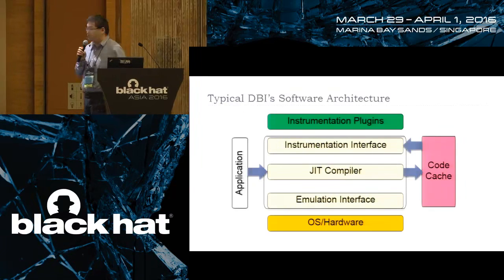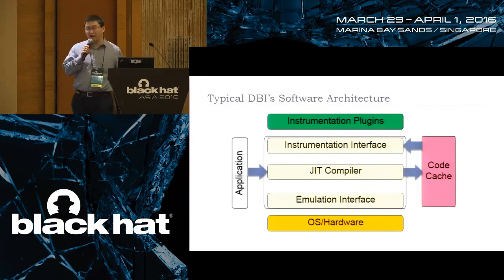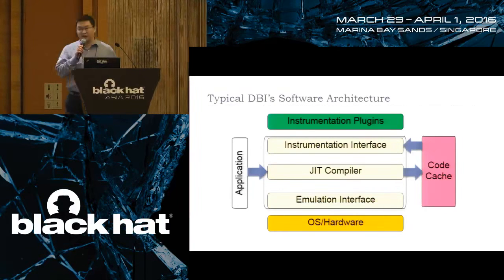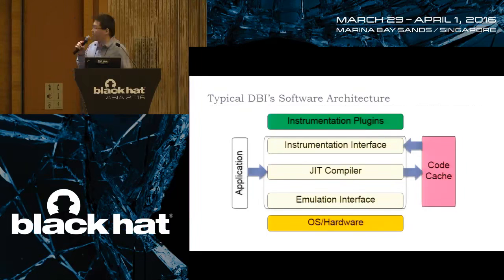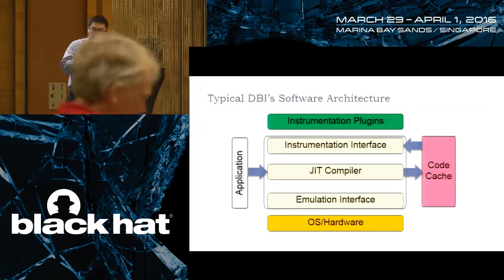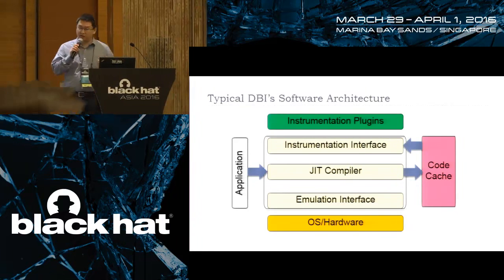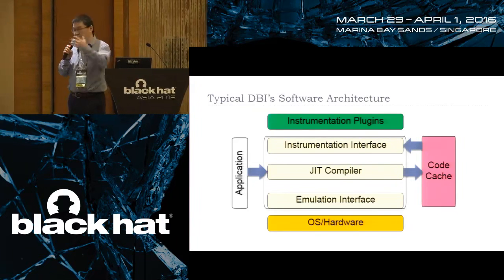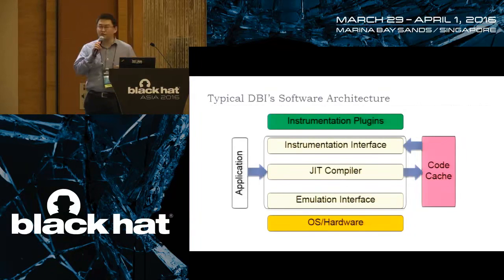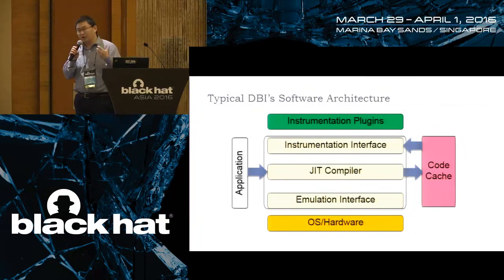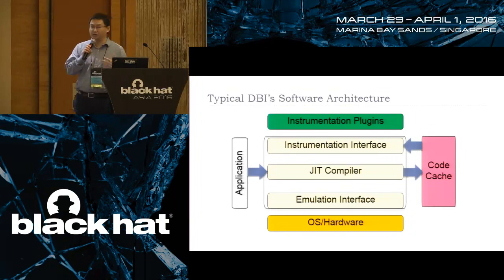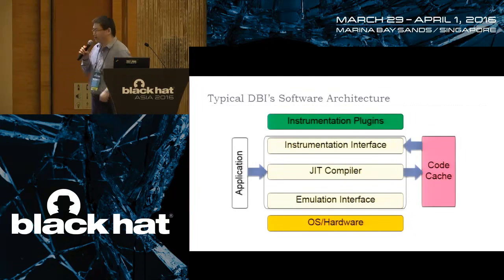Before our talk, we want to review the typical DBI architecture first. If you look at DBI implementations, the most important part is the capability to translate native code with a JIT compiler into another native code. During this phase, you can insert the instrumentation framework or capability into the target code. That's how you can monitor the binary, do binary translation, this kind of thing.